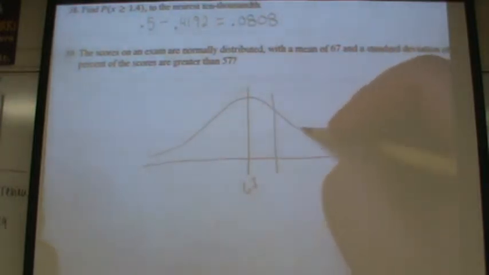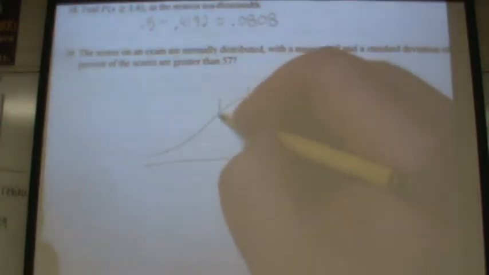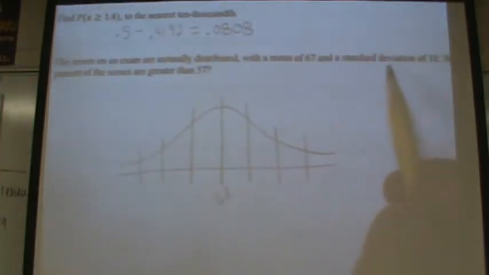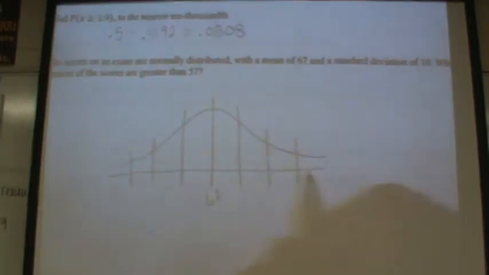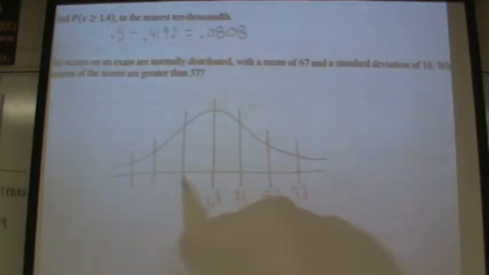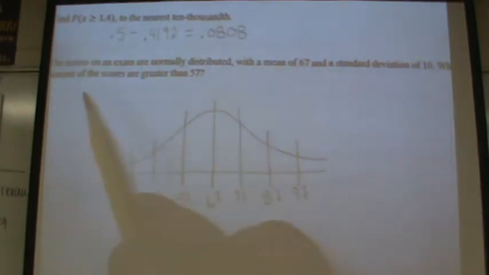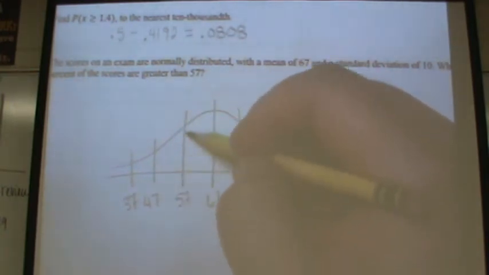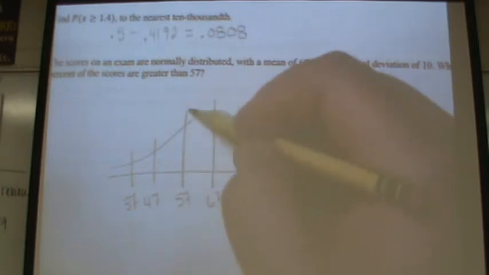Then we have 1 deviation, 2, and 3, and then the same thing in the opposite direction. And this time our standard deviation is 10. So going to the right, we're going to add 10, so we have 77, 87, 97. And then going to the left, we have 57, 47, 37. So we want to know what percent of the scores are greater than 57. So 57 is 1 deviation to the right, or to the left, sorry.